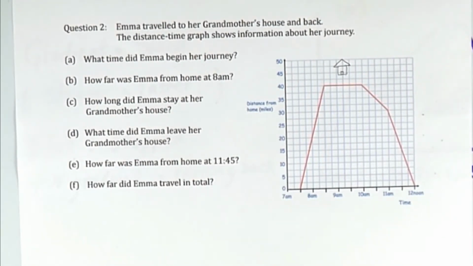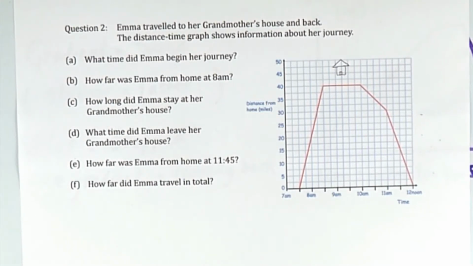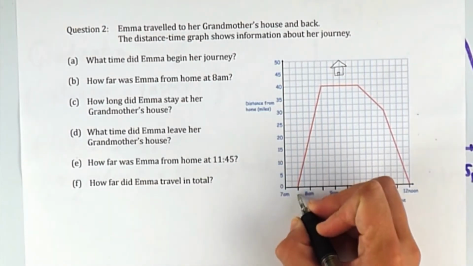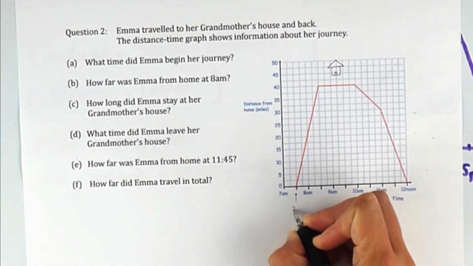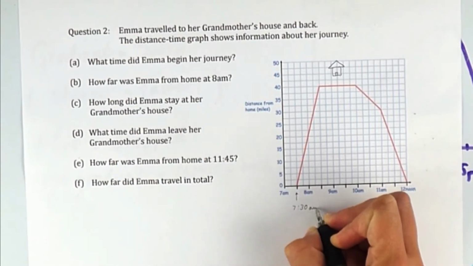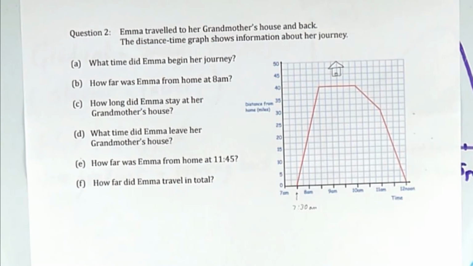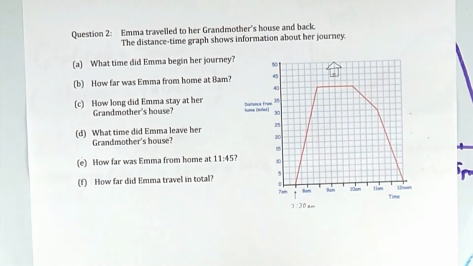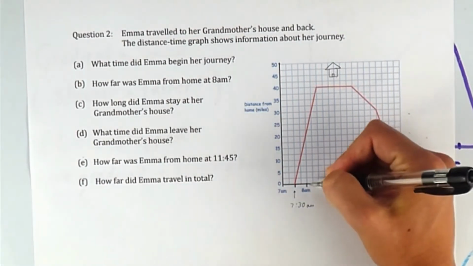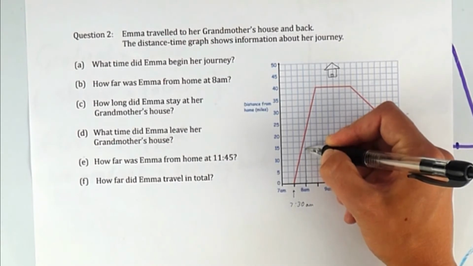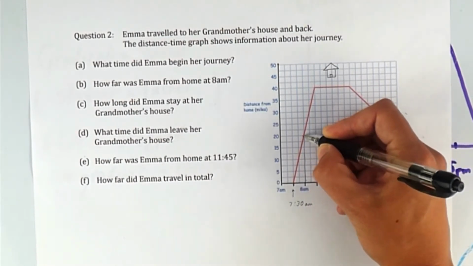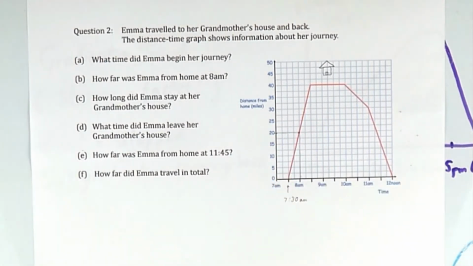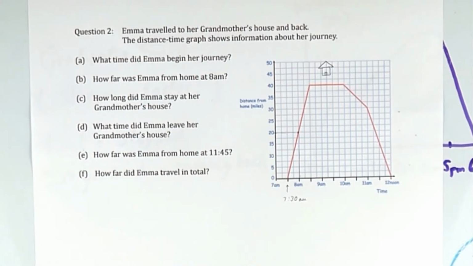Okay, so now let's have a look at the questions. A, what time did Emma begin her journey? Well, you can see from the graph that she begins her journey here at 7:30 a.m. How far was Emma from her home at 8 a.m? So to answer this question, we go to 8 a.m. and we run our finger or our pen up to see where the line crosses it. And then we just read off the distance to see how far she's gone. So at 8 a.m, Emma has gone 20 miles.